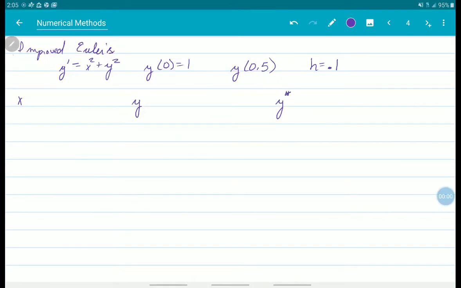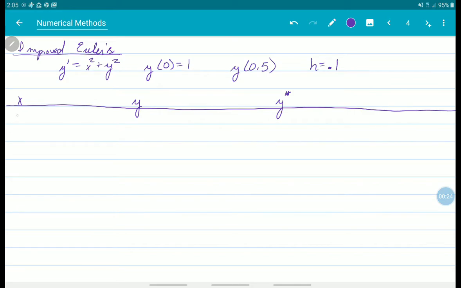So let's go through one improved Euler's by hand. We're going to use one of the ones we did in the Excel spreadsheet. y prime is equal to x squared plus y squared. The initial value is at (0, 1). We're trying to find y of 0.5, and I'm going to use a step size of 0.1 just because this is going to get a little tedious.